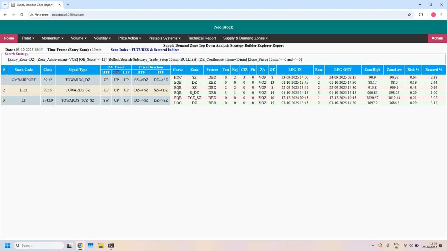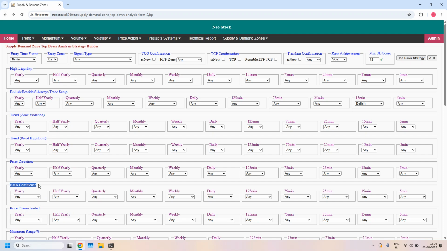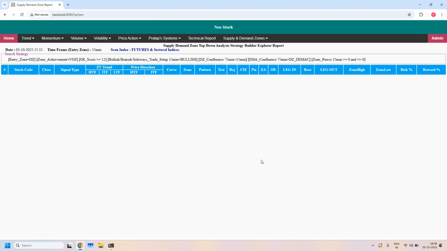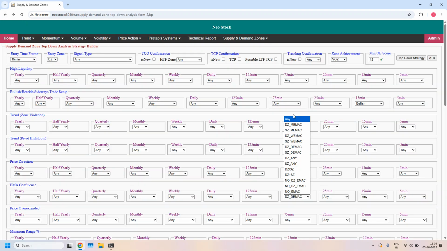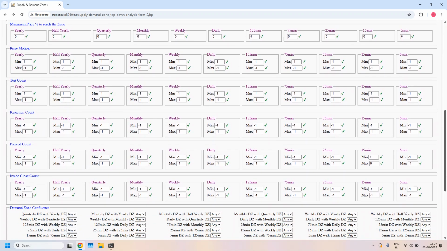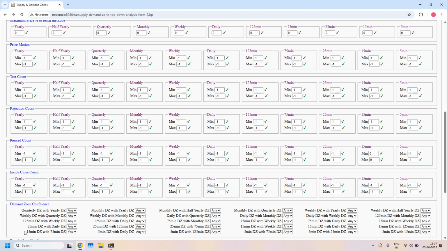And the 75 minutes trend, the ITF trend, is up. Again we will filter based on EMA confluence at the 75 minutes demand zones. That is 75 minutes demand zone with daily EMA confluence. No stocks are having this as per this strategy. Okay, next, LTF, ITF, HTF demand zone confluence supported stocks. Removed the ITF EMA filter. In the demand zone confluence, we have to set three filters. First one 15 minutes and 75 minutes, 15 minutes and daily, 75 minutes and daily demand zone confluence.